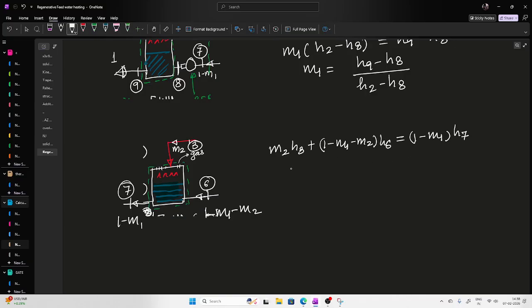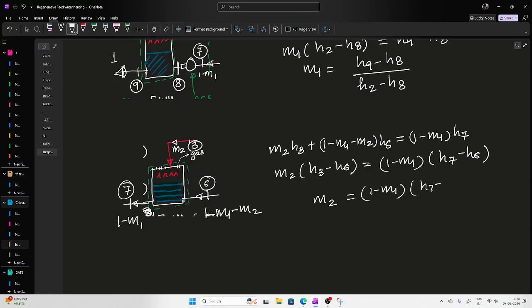Once this has been done, we can take m2 out. So this is m2 (h3 minus h6), and the 1 minus m1 will go to the right side and can be taken common, so that will become (h7 minus h6). So the mass extracted will be m2 equals (1 minus m1) (h7 minus h6) divided by (h3 minus h6). So this is basically the extracted mass for the second feed water heater, which can only be obtained once we know the mass extracted for the first feed water heater.